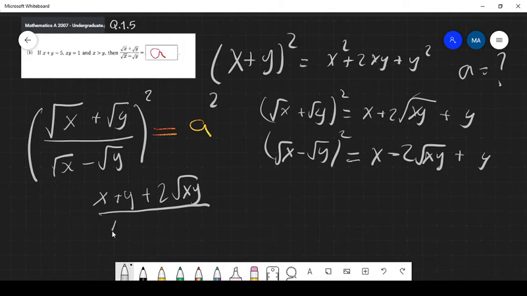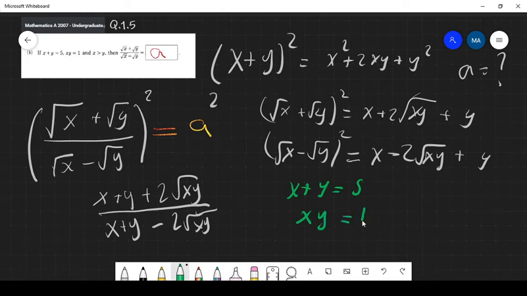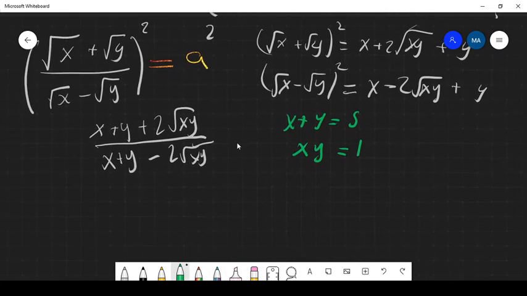Divided by x plus y minus 2 square root of xy, okay? Why did I do all this? Because he gave us information in the question. The first information is x plus y equals 5 and xy equals 1, okay? So can I use this information over here?